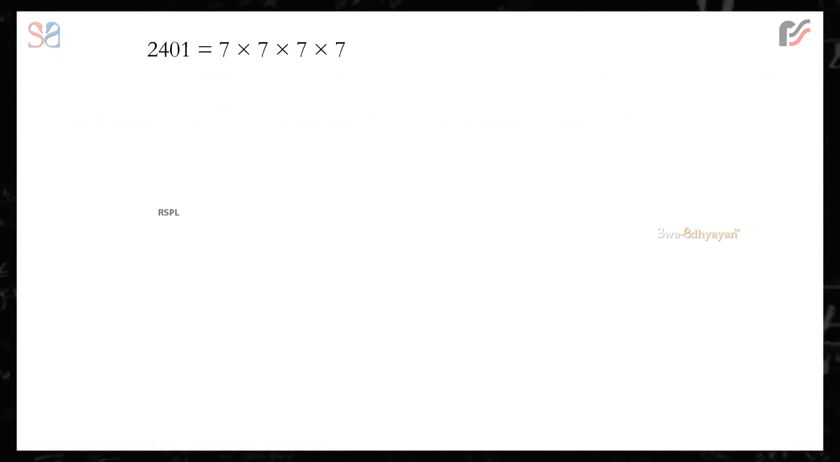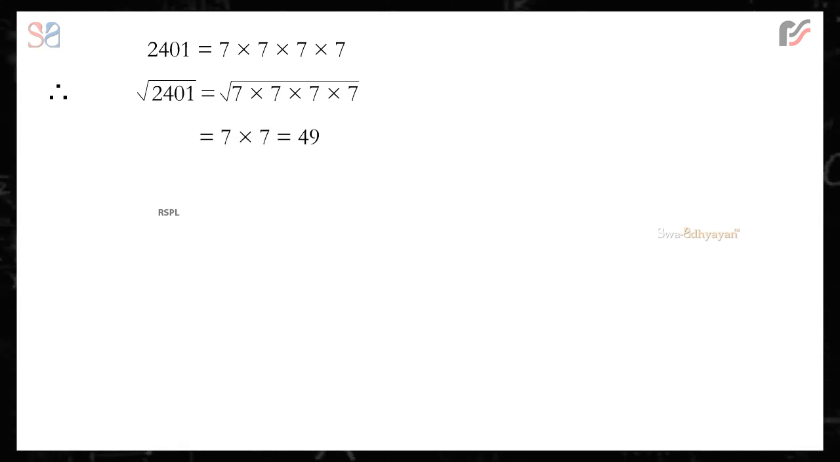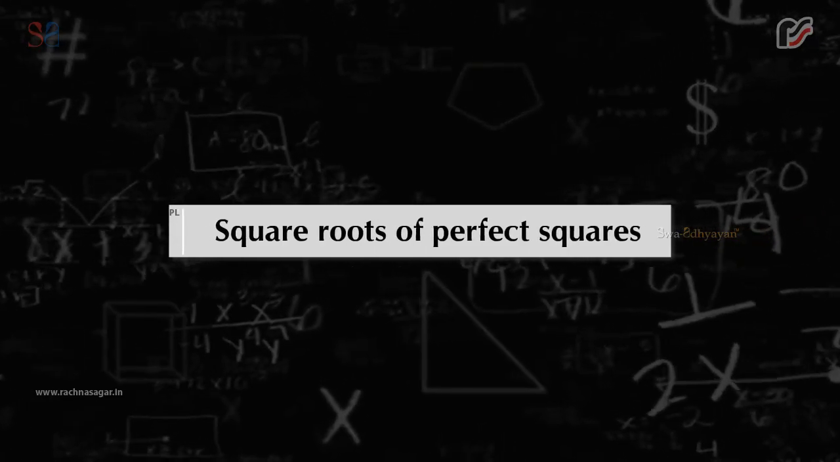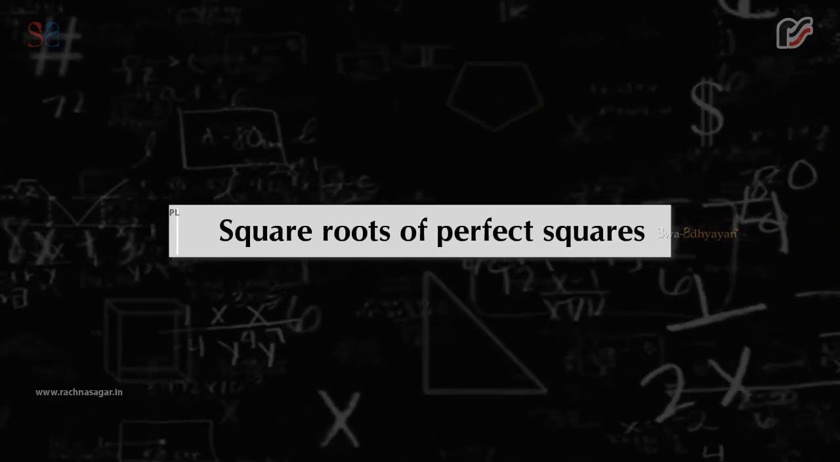2401 is equal to 7 into 7 into 7 into 7. Therefore, square root 2401 is equal to under root 7 into 7 into 7 into 7, which is equal to 7 into 7 is equal to 49. There are 49 students in the class. Square roots of perfect squares.